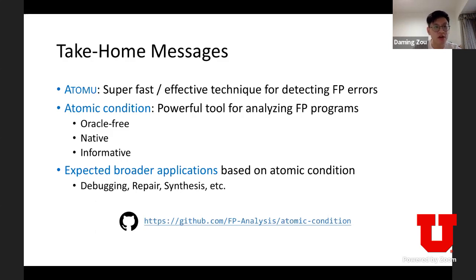And it brings several advantages, such as oracle-free, native, and informative. Because of these advantages, we expect atomic condition to have broader applications, such as debugging, repair, and synthesis. That's all. Thank you.